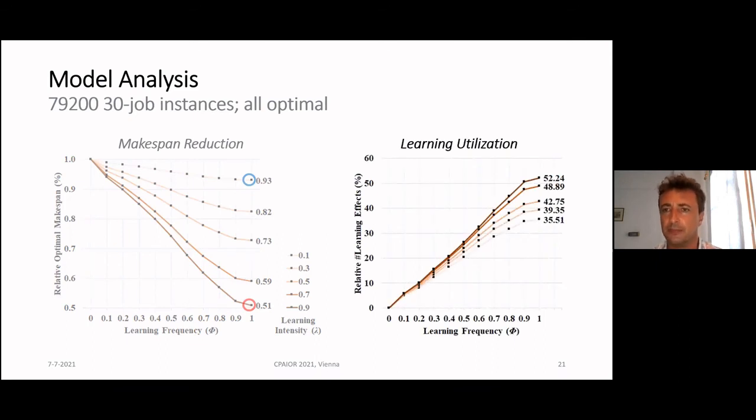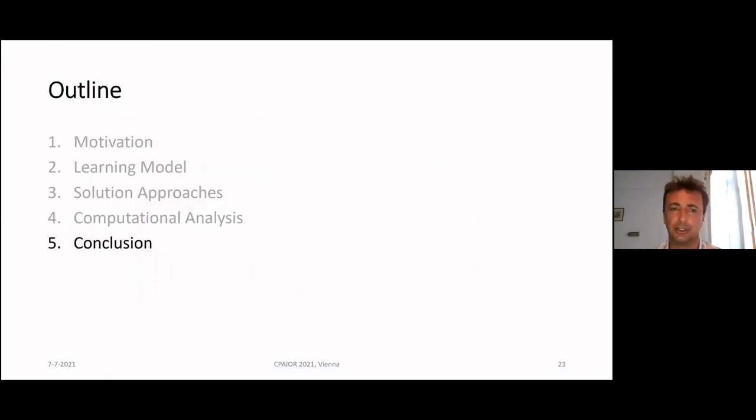The utilization of learning, so how many jobs that could learn did actually learn. There's a similar chart here, it goes up to 50% in the case that you let them learn a lot and let many of them learn, 35% in the case that they only get a little bit shortened in duration.